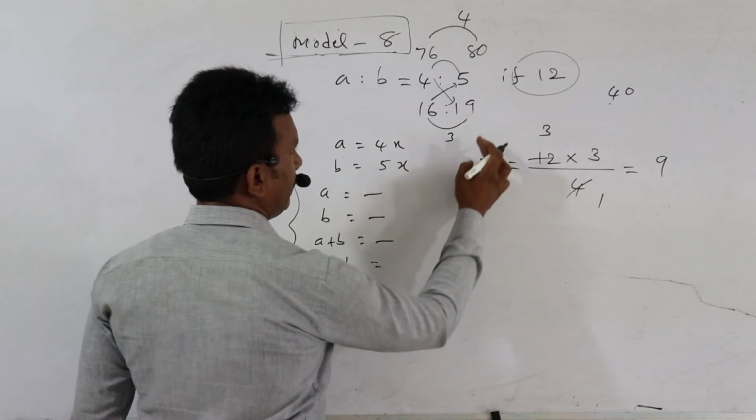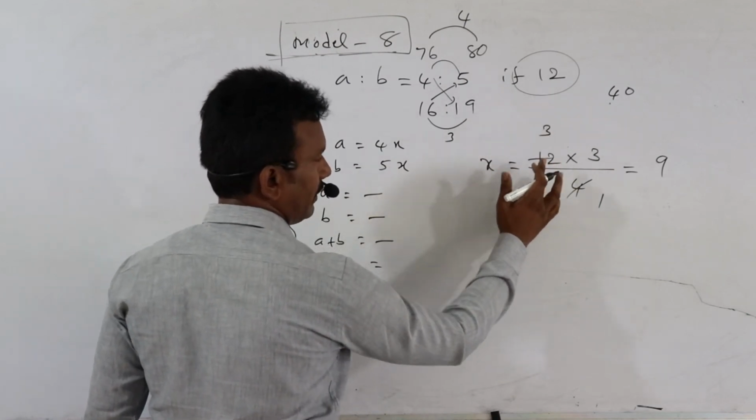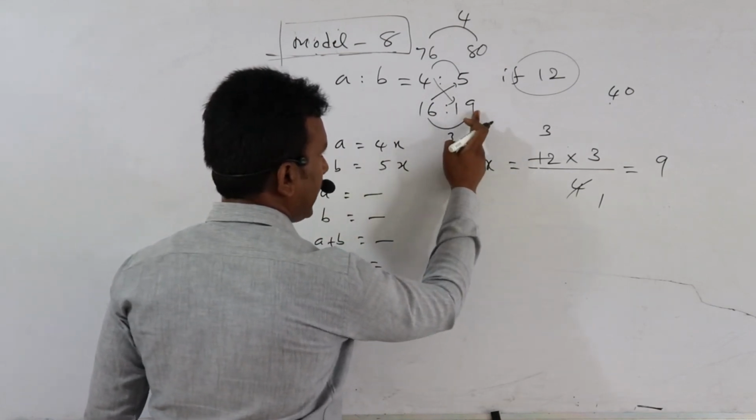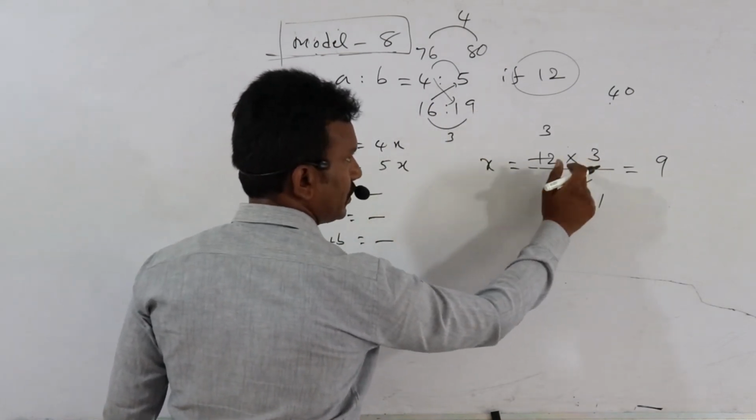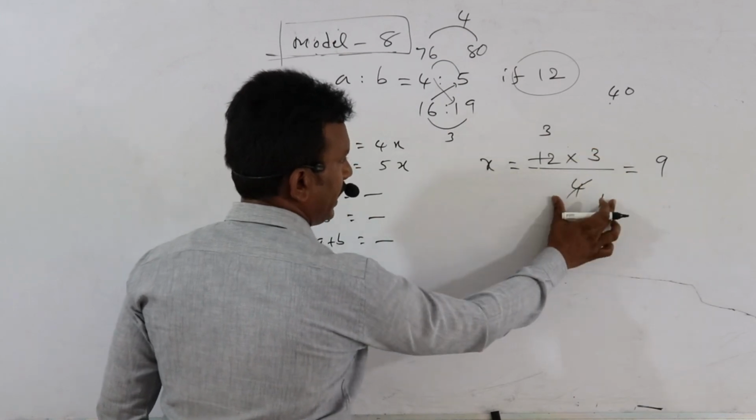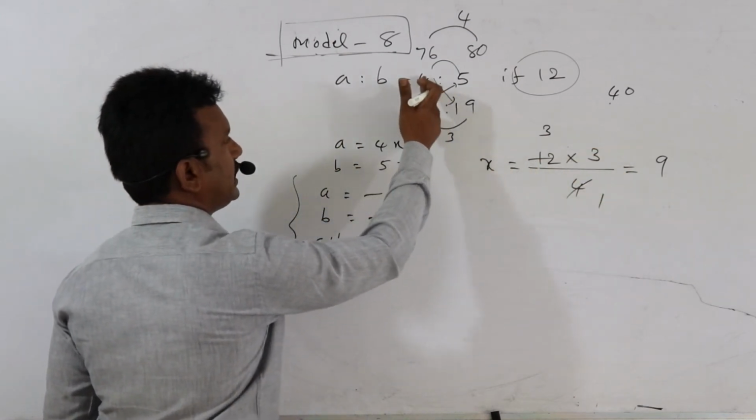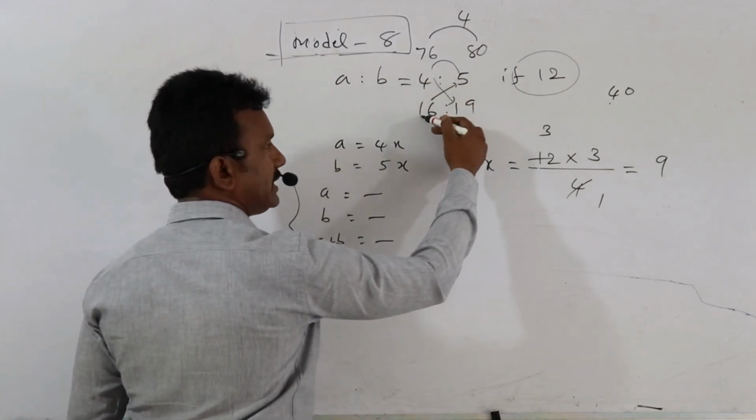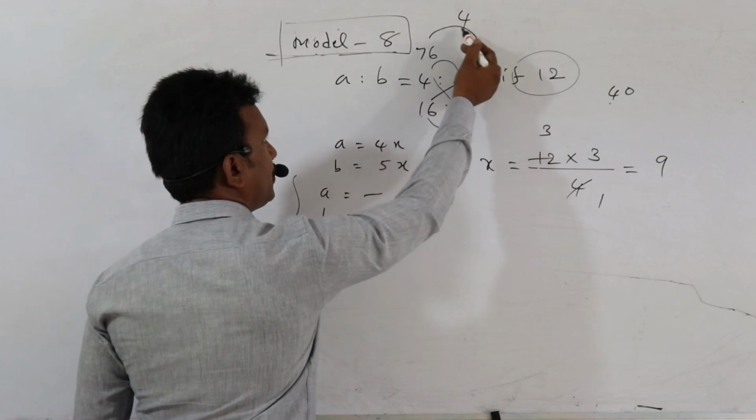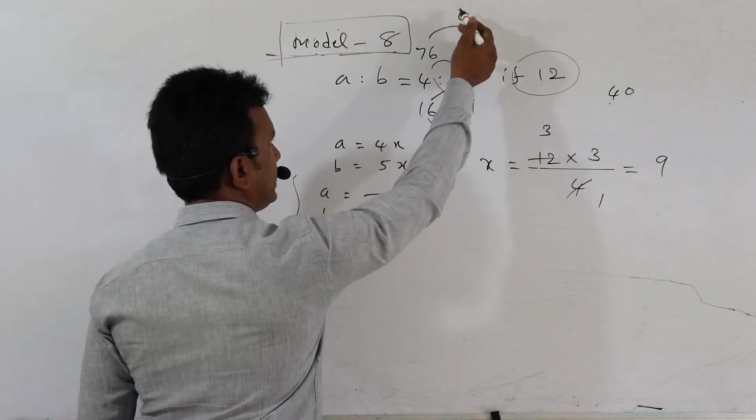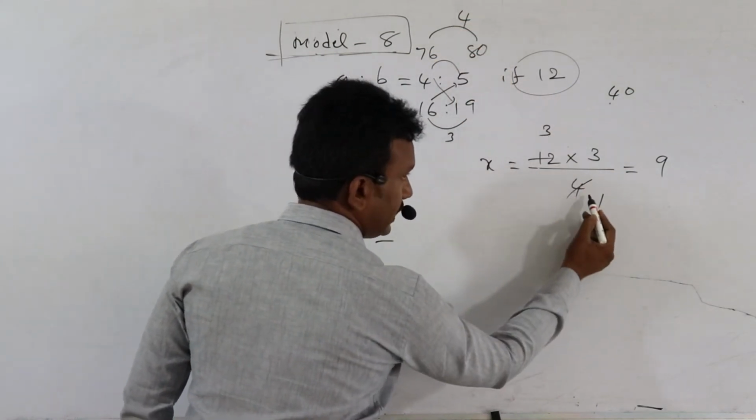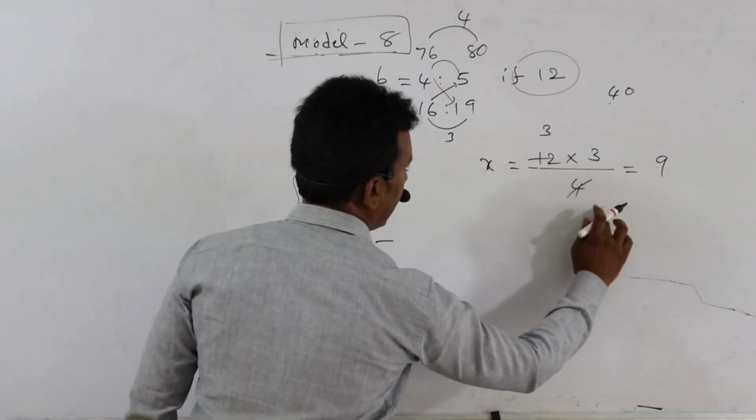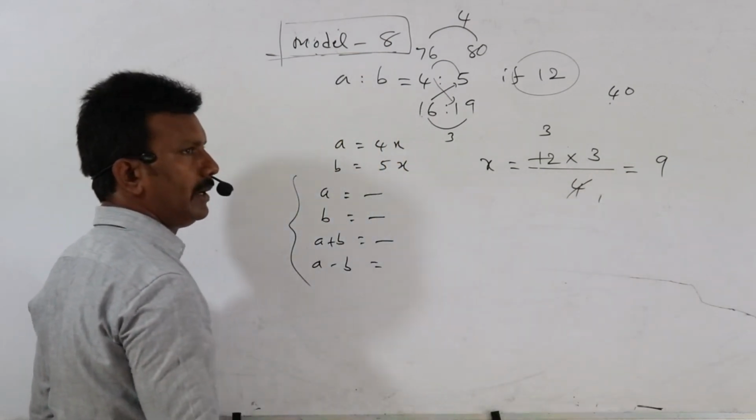That is very clear. First we write the number as it is, 12, and write the difference of the second ratios. That is 19 minus 16, 3. So 12 into 3. In the denominator, we write the cross multiplication difference. That is 4 19s 76 and 5 16s 80. The positive difference of 80 and 76 is 4. That 4 we write in the denominator. After cancellation, 9. So 9 is the x.